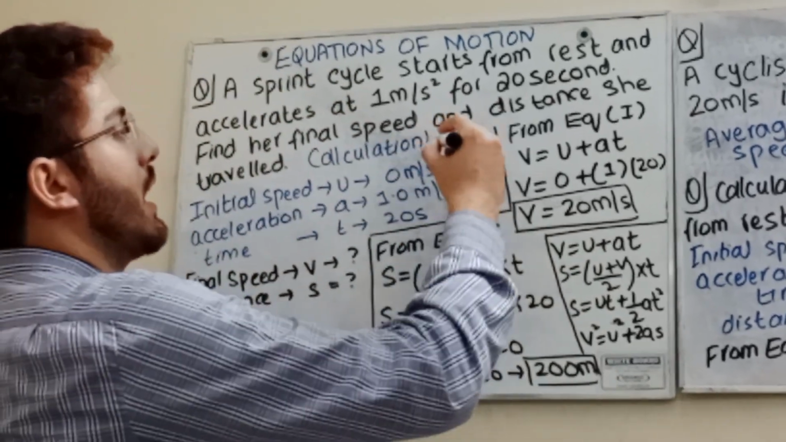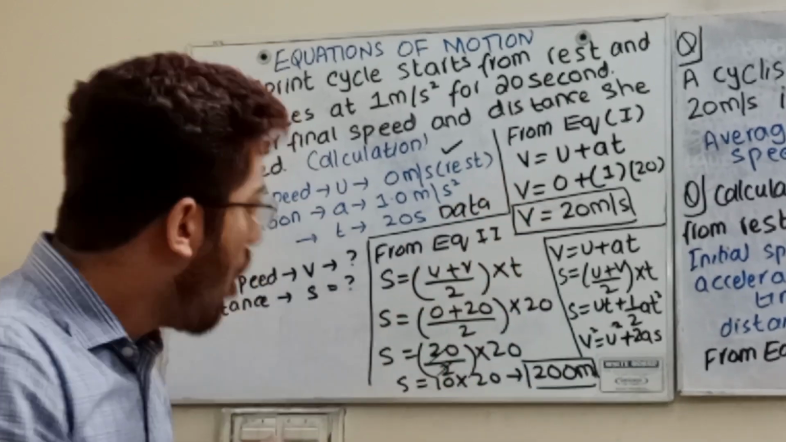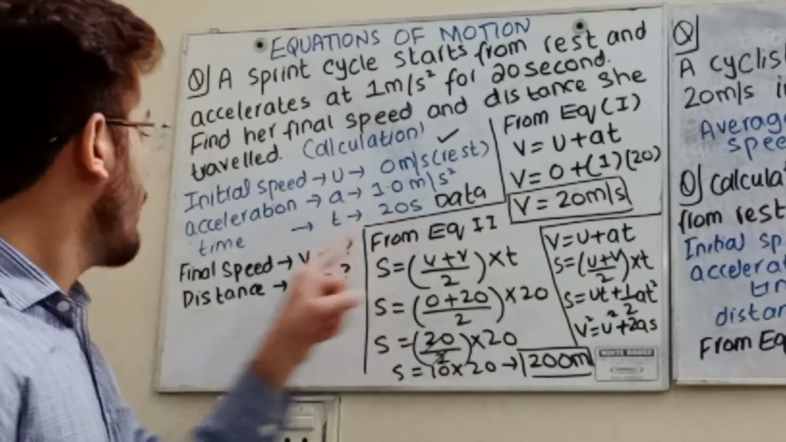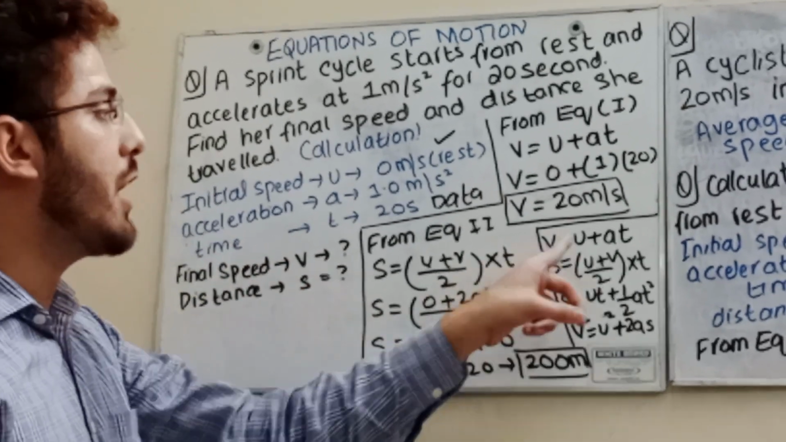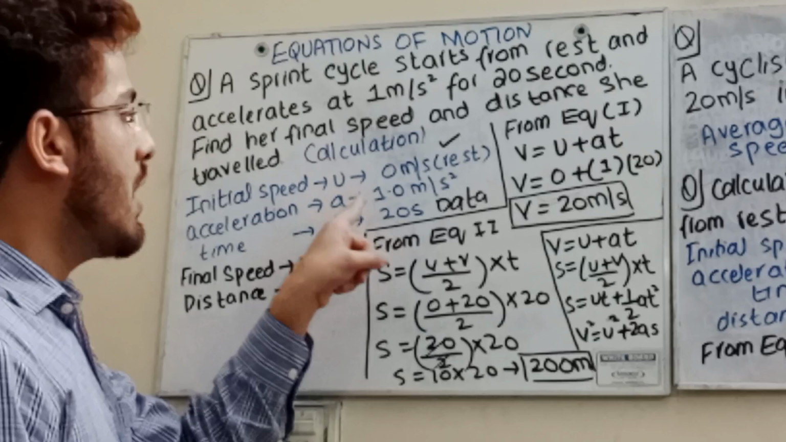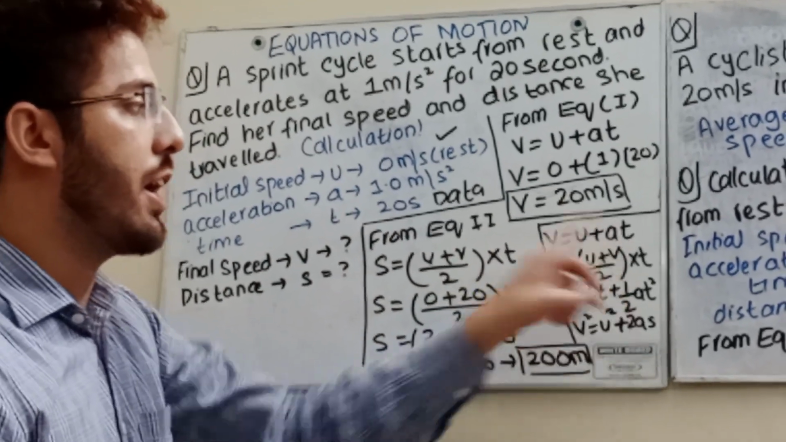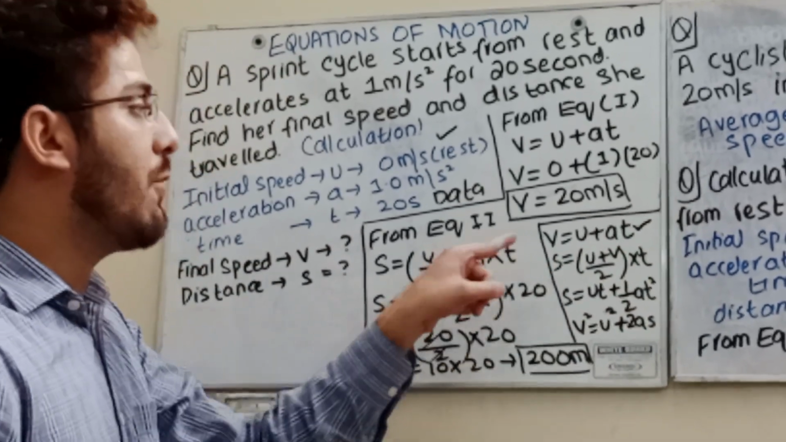Sir, this is the data we have. Now shall I apply the distance formula? No sir, we need to find out the final speed first. What do we have been given? Initial speed, acceleration and time, 3 things. I can apply this formula, so we can get the final speed.